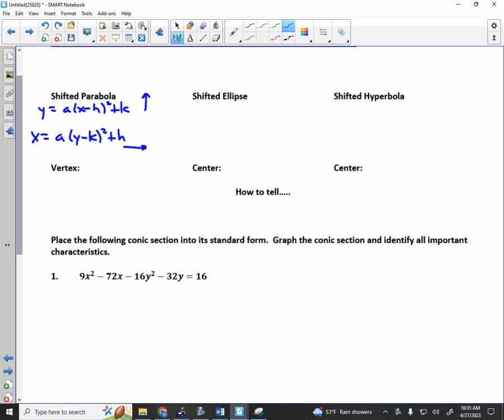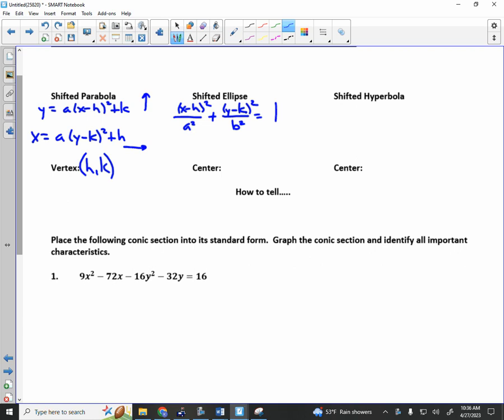And either way, the vertex is just (h, k). We've seen that, right? An ellipse, you've got x minus h quantity squared over a squared plus y minus k quantity squared over b squared is equal to 1.